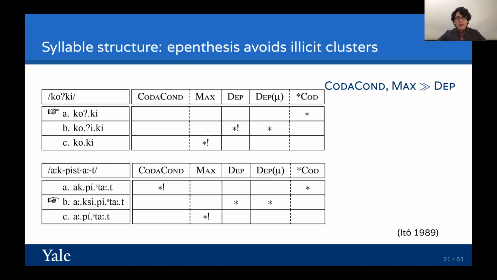Okay, so abstracting away from the exact conditions that determine which codas are allowed and which are not, I'll use a cover term like coda condition as a constraint here. And as long as that is ranked above dep, then we will get the correct answers here. So a cluster like the glottal stop followed by K is perfectly licit and is tolerated because it does not violate coda cond. But a cluster such as K followed by P does violate coda cond. And so instead, the optimal candidate is one that violates dep as well as dep mora in order to epenthesize this E.